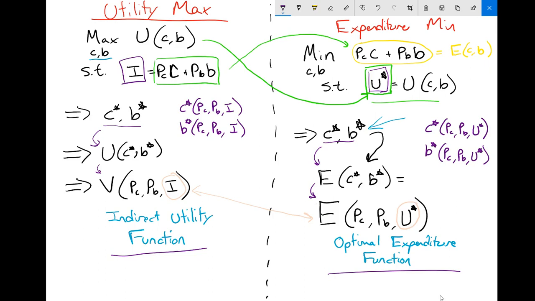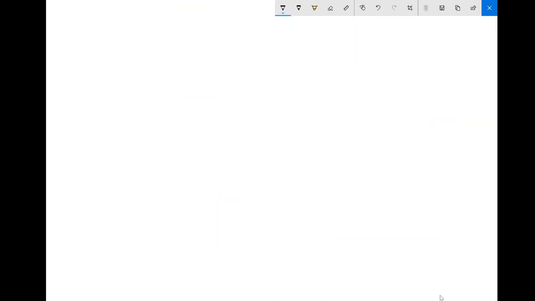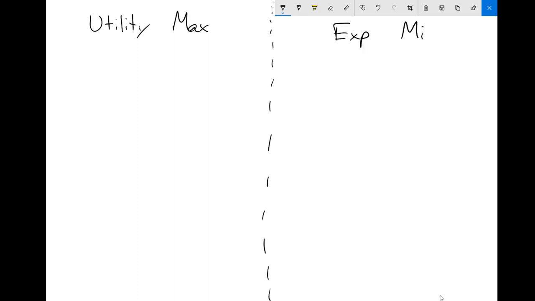Now I want to go a little bit more into detail in terms of the intuition here to help us understand the difference between these two approaches. Okay, so let's move to the next step. Let's do a little bit of intuition. Again, I'm going to split my screen in half. We're going to have utility maximization here, and we're going to have expenditure minimization here.